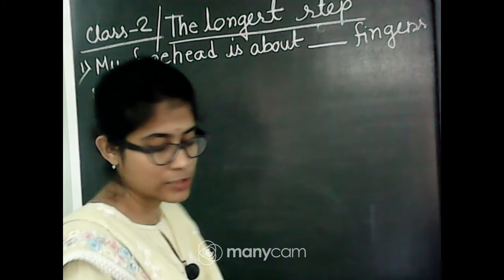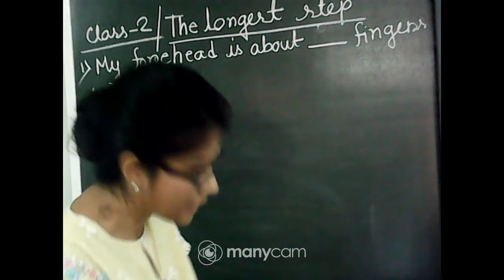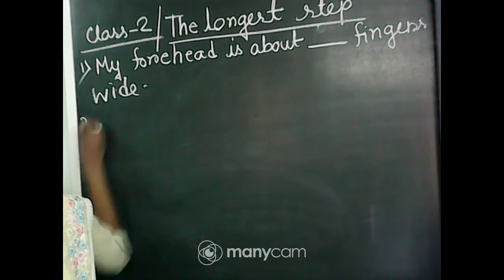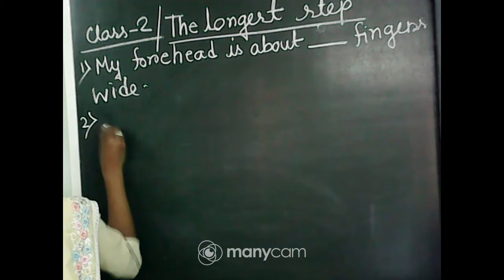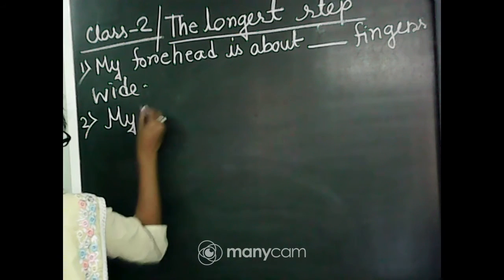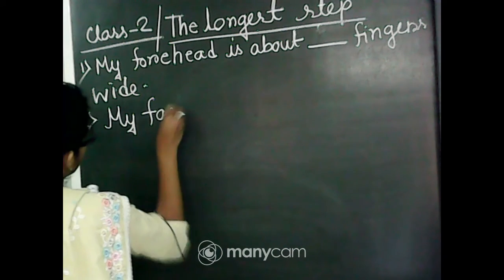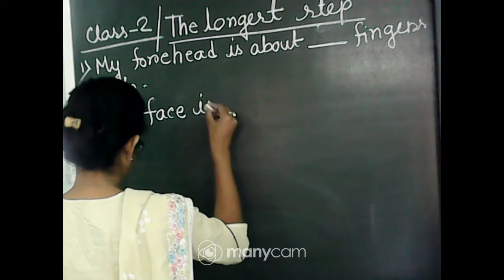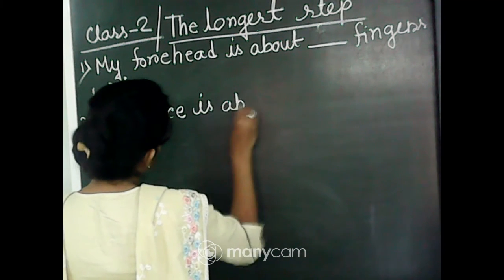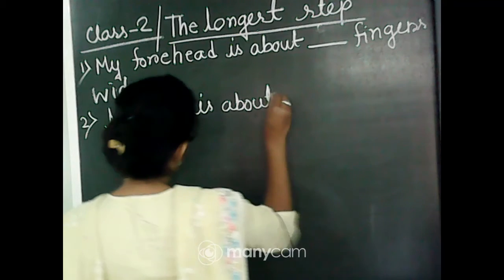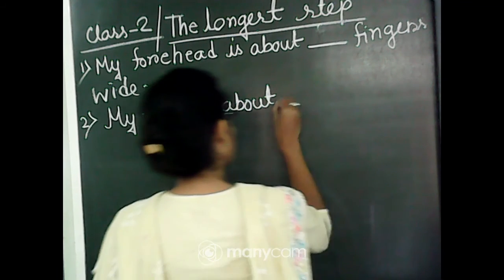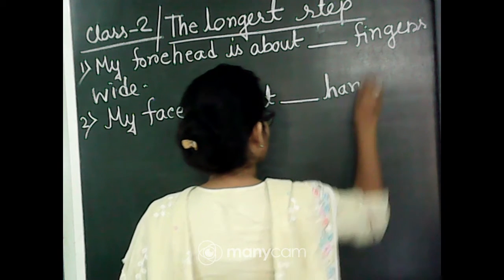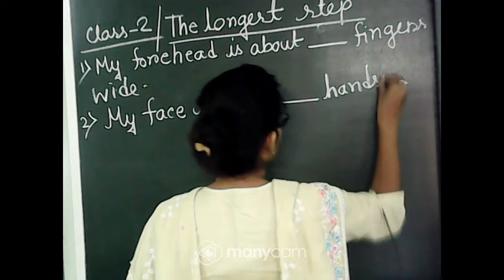Okay, which one is yours? You just write down this one. Okay, then the second number is: my face is about dash handspan.